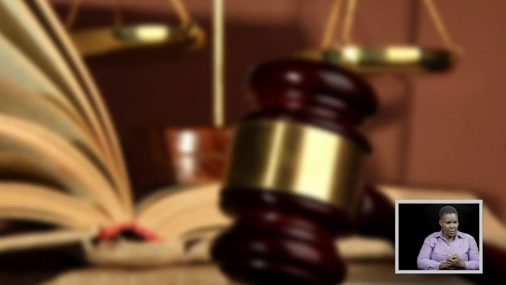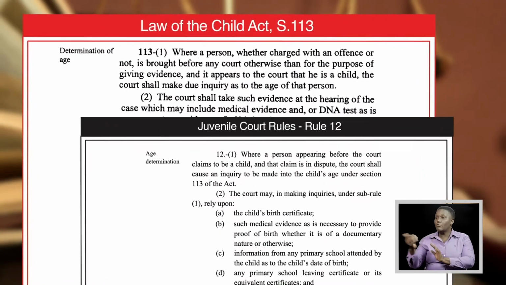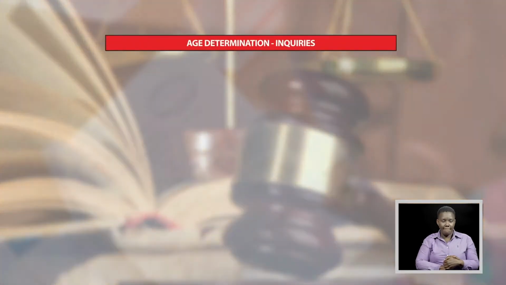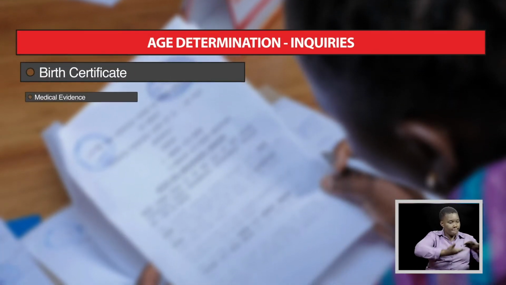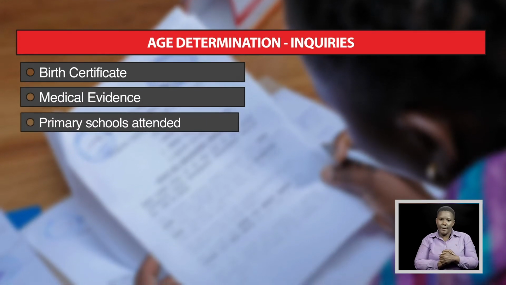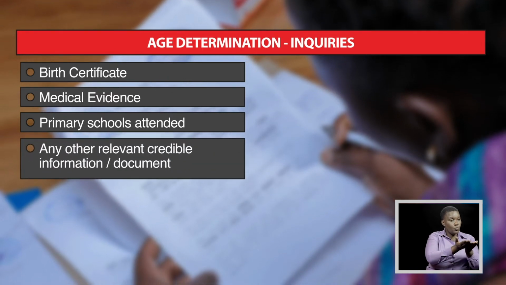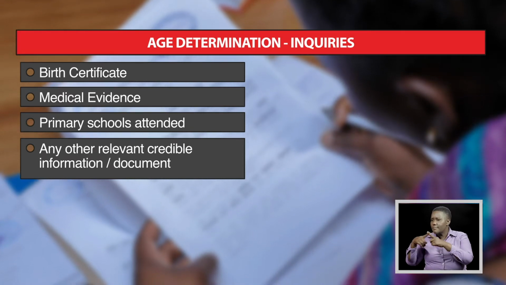If it happens that there is a dispute as to the age of a child, the court shall cause an inquiry to be made into the child's age as per Section 113 of the Law of the Child Act and Rule 12 of the Juvenile Court Rules. The inquiries may rely on the child's birth certificate, medical evidence, information from the primary school attended by the child, any primary school leaving certificate, and any other relevant, credible information or document.